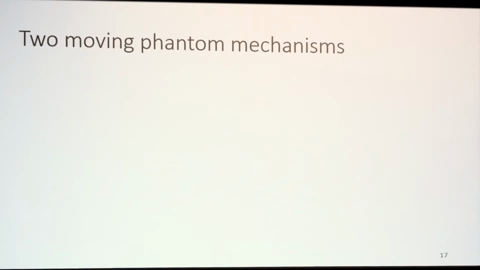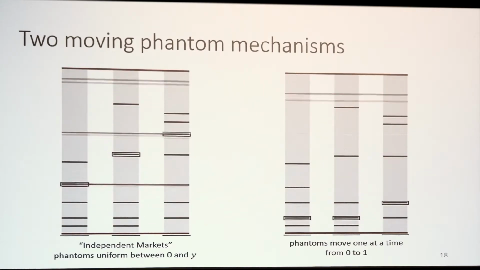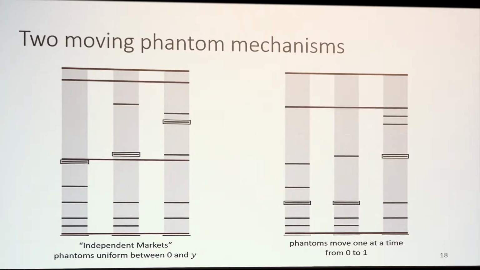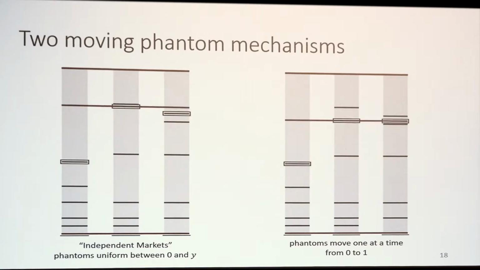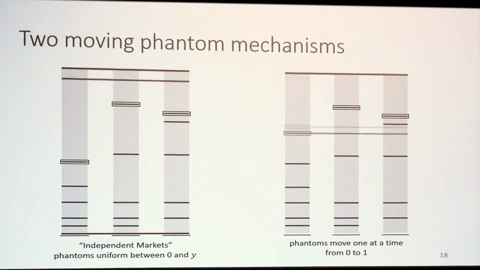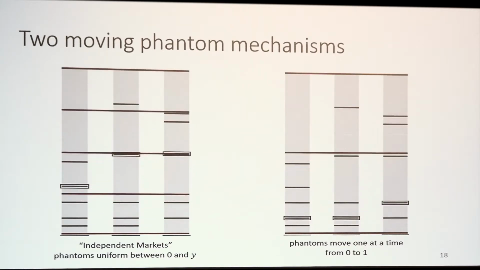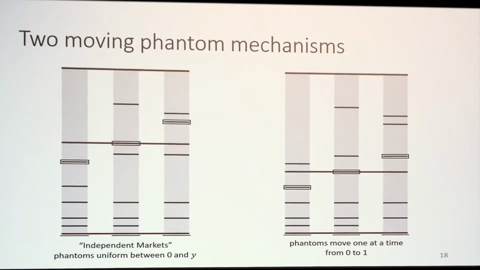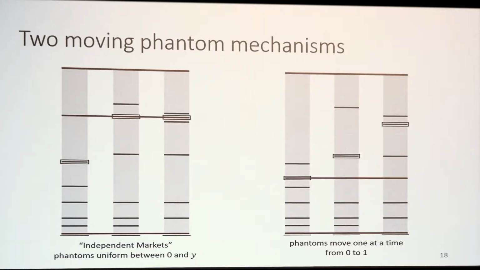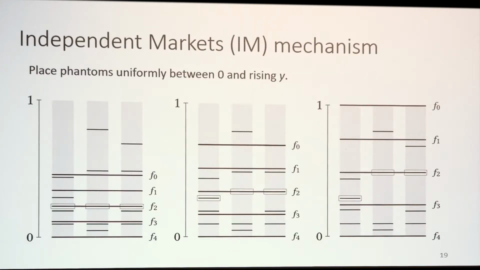Okay, so for the 6 or 7 minutes I have left, I want to show you 2 moving phantom mechanisms in particular. Those are the 2 that were on the diagram before. So on the left, we have an independent markets mechanism. It's also the one I showed you before in the example. It's placing phantoms uniformly between 0 and some value y, and it's increasing the y. On the right, we're moving phantoms one at a time from 0 to 1. So one phantom moves up, then the next, and so on. Okay, so let me start with the first of those mechanisms.